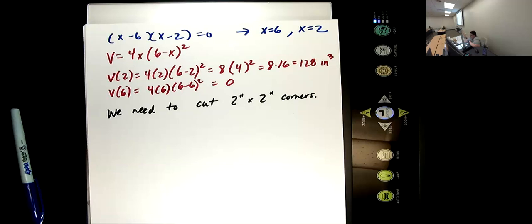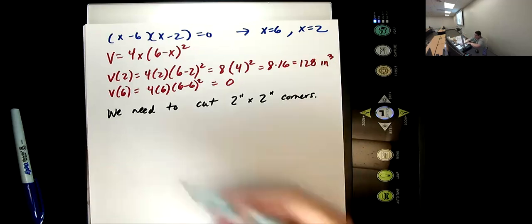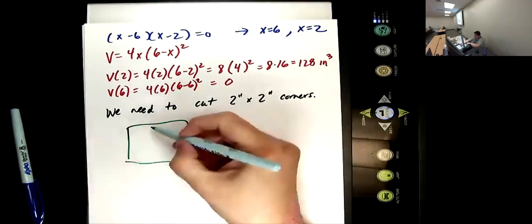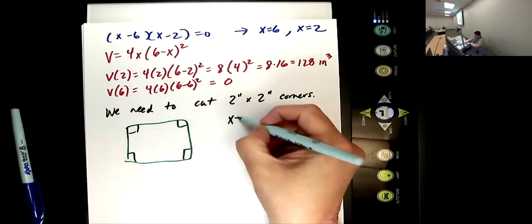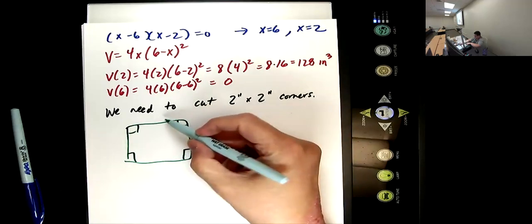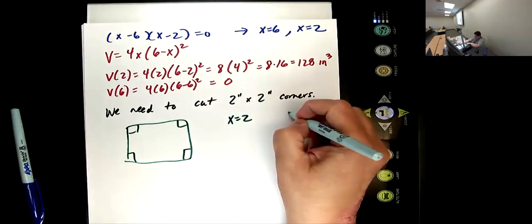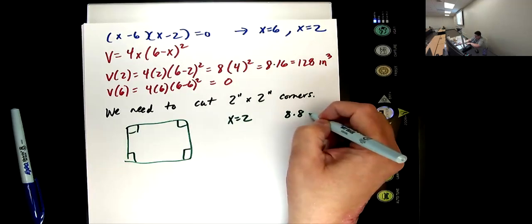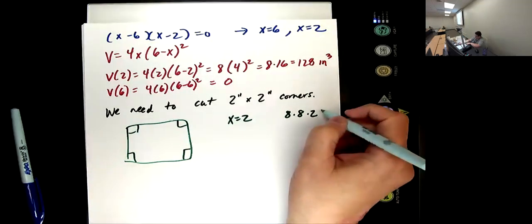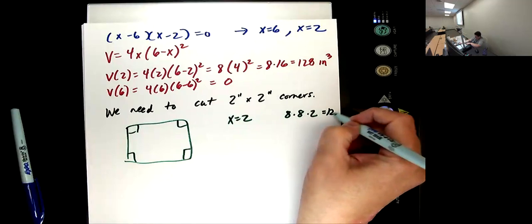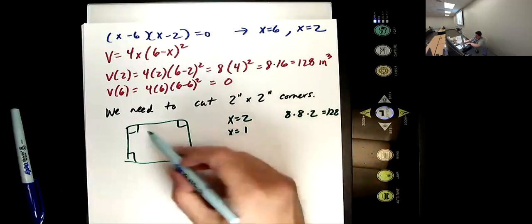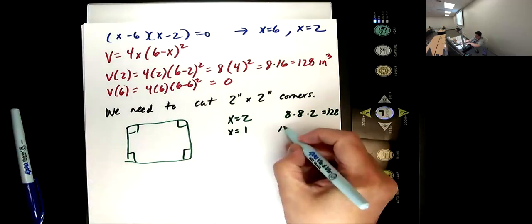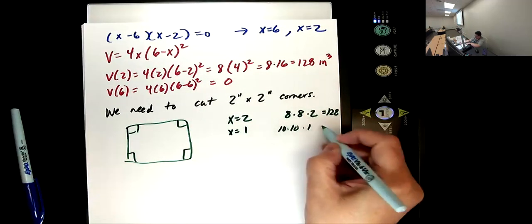And you might go, does that make sense? Well, you could check it if you really wanted to know. We knew it was 12 by 12. So if we cut out twos, if x equals 2, the length on each side is 8. So 8 times 8 and then times 2 for the height. And that's where we got the 128 up there. If I tried smaller squares, the lengths would be bigger. I'd have 10 times 10, but the height is only 1 and that's 100.